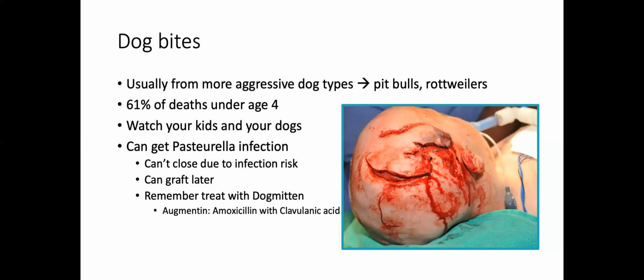So it's just important to watch kids and watch dogs, and don't just assume that everything will be okay. You can get a Pasteurella infection from dog bites, so you can't close these wounds due to infection risk from Pasteurella. You can graft later. Remember, this wasn't in the slides, but I thought it's important: you can treat with Dogmentin, which is Augmentin. It's amoxicillin with clavulanic acid.